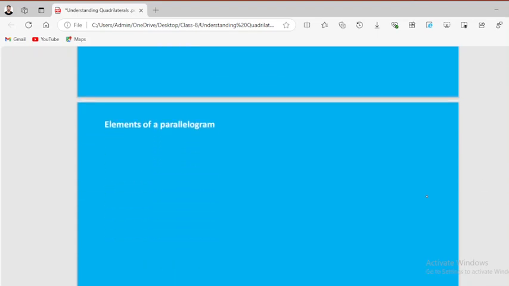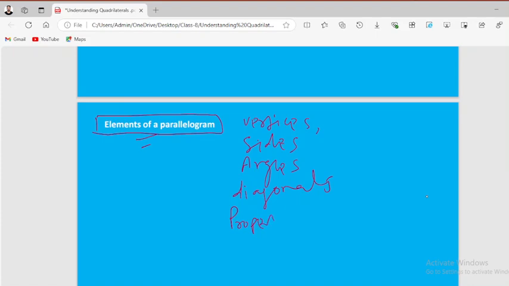Now let us understand the elements of a parallelogram. Basically, elements mean adjacent angles, vertices, sides, angles, diagonals, properties of the diagonal, and properties of the parallelogram. This is a short form of a parallelogram. So these all are the elements of a parallelogram.